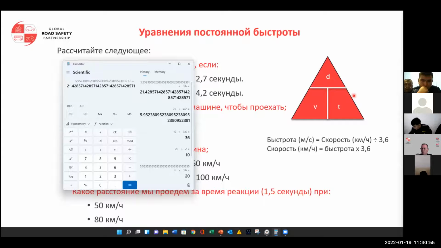Let's have a look at it the other way. How long, this is a question for time, how many seconds will it take a car to travel, in the first case, 100 meters at 50 kilometers per hour? So we're trying to find time. We're given distance, we're given speed, we try to calculate time. Again, another trick question. We've been told 50 kilometers per hour.